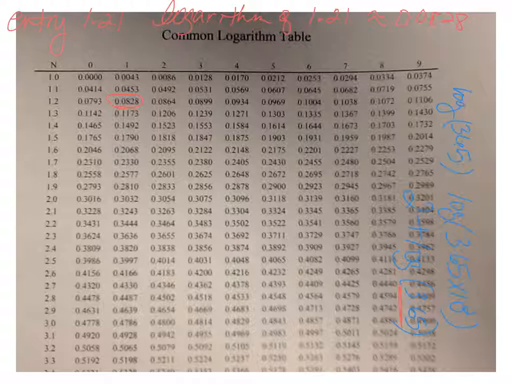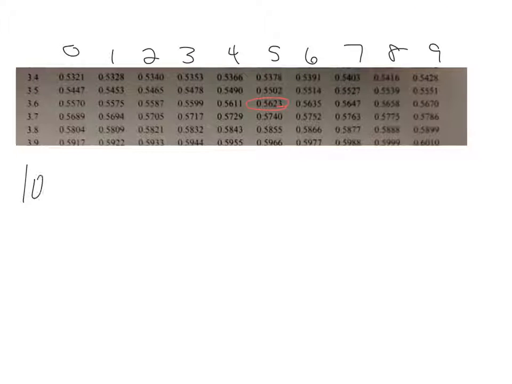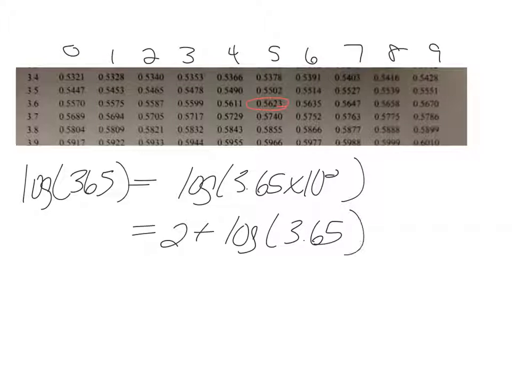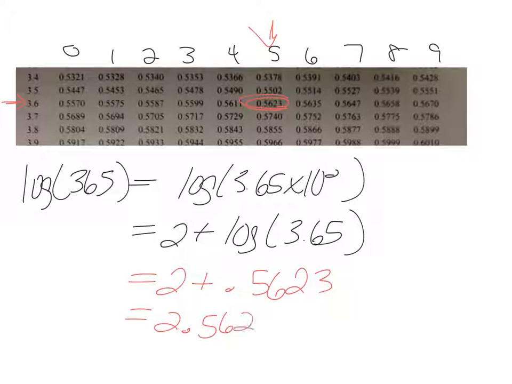So let's look at our table. What is the value of log of 3.65? Oh, it's not on this picture. Hold on, going to a new page. Remember, we were looking for log of 365, which we can do by finding log of 3.65 times 10 to the second, which is 2 plus log of 3.65. Well, I found it. 3.65 is right there. So that's going to be 2 plus 0.5623, which is 2.5623, right? Pretty cool, pretty fast.